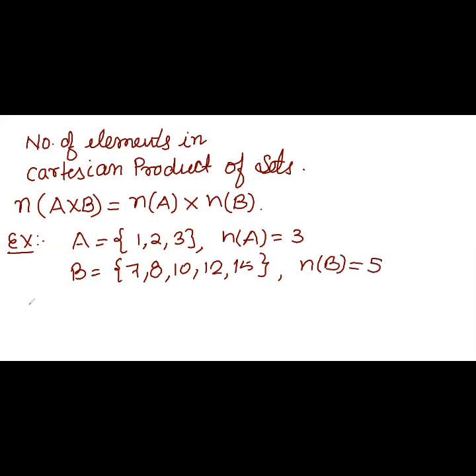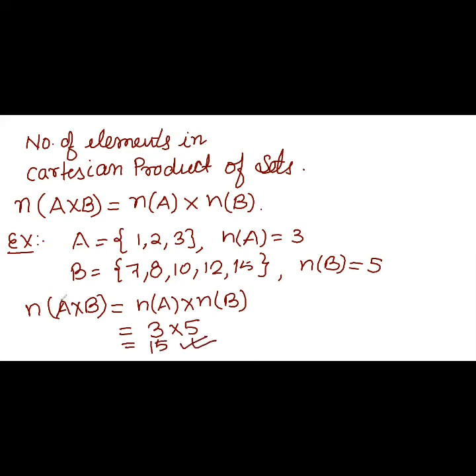So if we have to find out number of elements in A cross B, we can use here n(A) into n(B), number of elements in A into number of elements in B. So this is 3 into 5. So we know that this is 15. So 15 elements we can get when we will find out Cartesian product. So this is the way to find out number of elements in a Cartesian product of two sets.